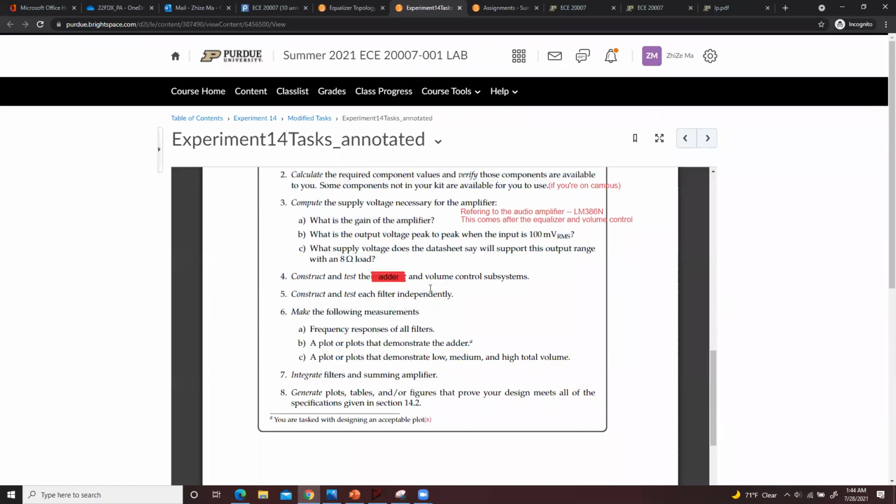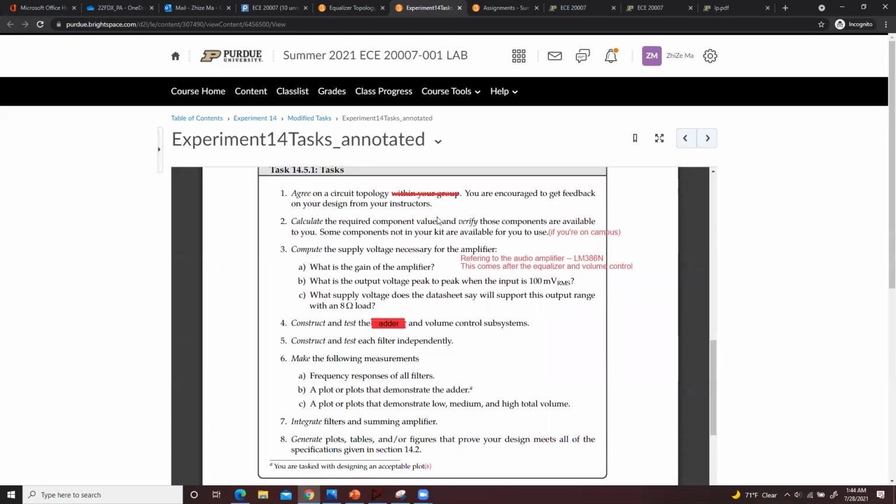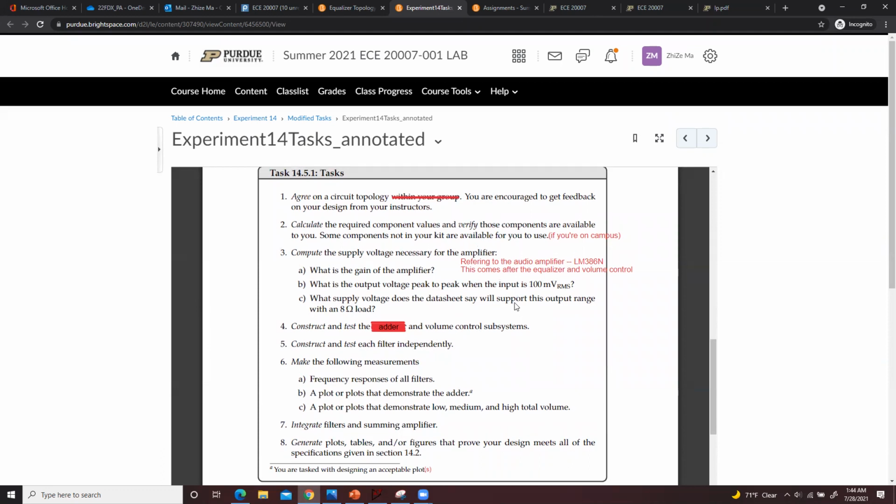All right. And lastly, I think some students are confused about this question. Remember when you write the report, you need to answer all of those questions. So this question is asking about the power amplifier, which is the LM3A6. To answer those questions, you need to check the data sheet for this component. So that's number 3.